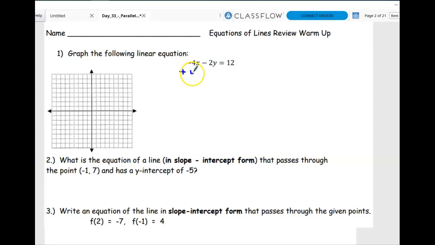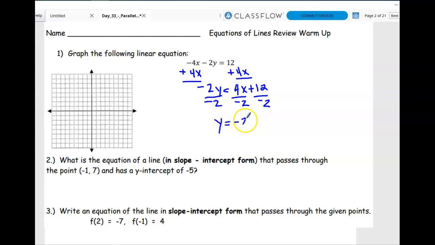I'm going to do that by adding 4x to both sides, so that when I do that, I've got negative 2y equals 4x plus 12. And then I'm going to divide both sides by negative 2. So I'm going to make sure I do that to every term. So I end up with y is equal to negative 2x minus 6.